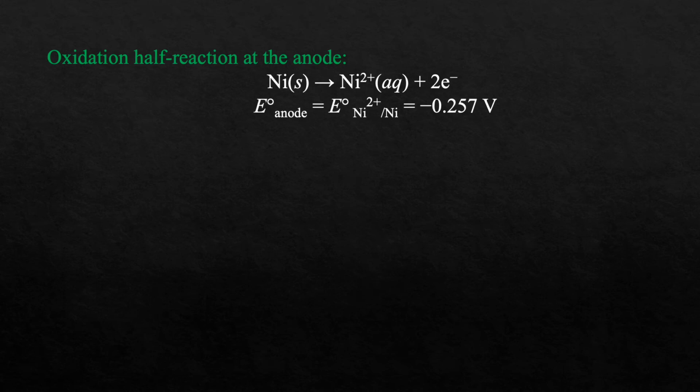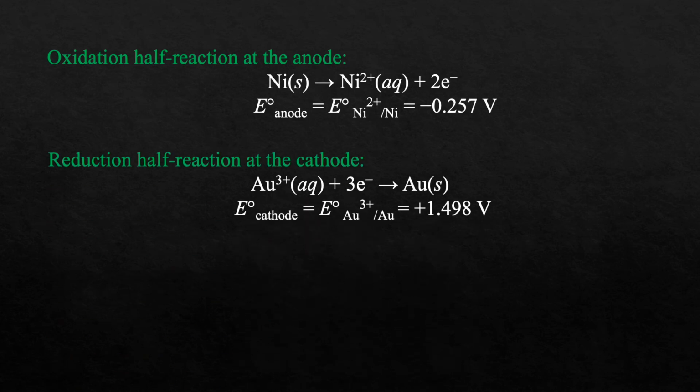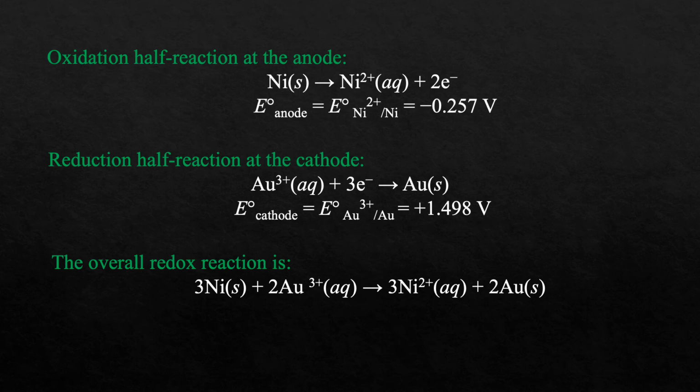So it gives nickel that loses 2 electrons to form a nickel ion, and for the reduction half reaction at the cathode, gold ion will gain 3 electrons to form gold atoms. For the overall redox reaction, we use the least common multiple, which is 6. So the overall balanced reaction is 3 nickel atoms plus 2 gold ions, that forms 3 nickel ions plus 2 gold atoms.